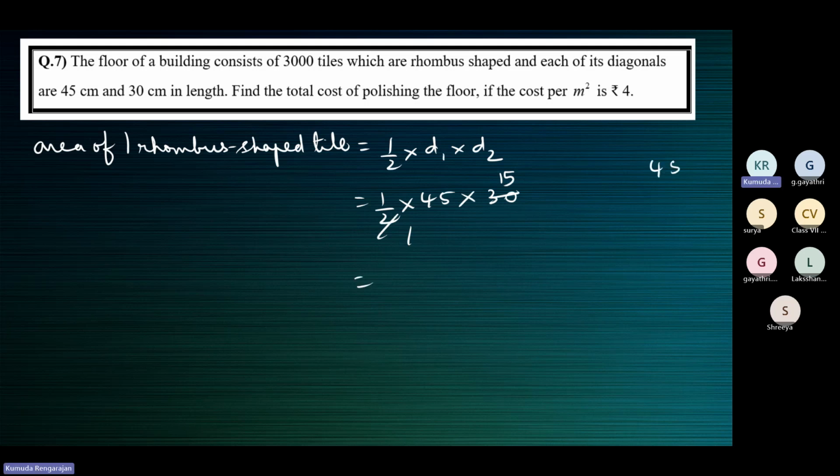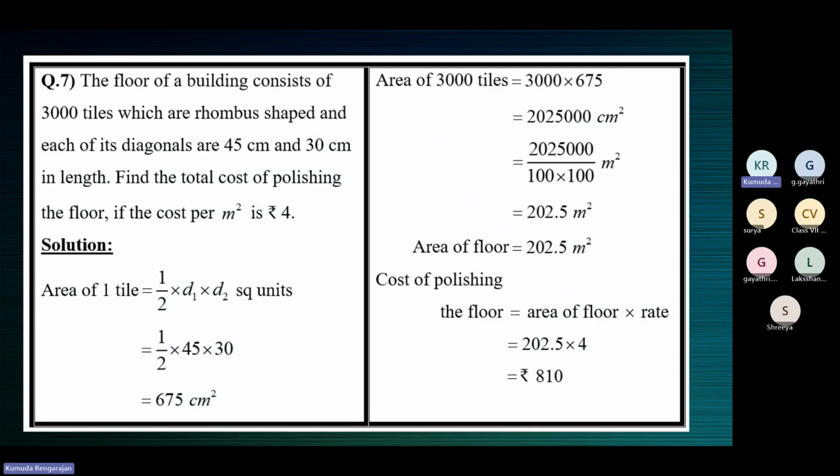450, 225. So 675. Okay, centimeter square. Correct, centimeter square. Now, how do we convert centimeter square to meter square?